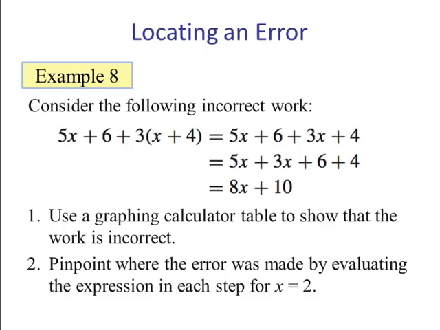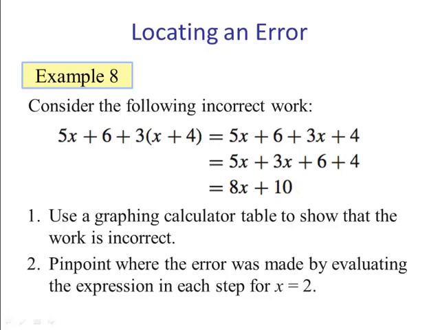Example 8. Consider the following incorrect work. We have 5x plus 6 plus 3 times the quantity x plus 4. This becomes 5x plus 6 plus 3x plus 4. Combining like terms, we get 8x plus 10. Now there's a mistake here.